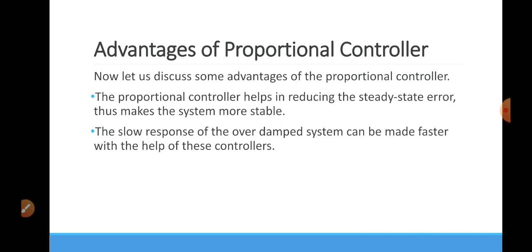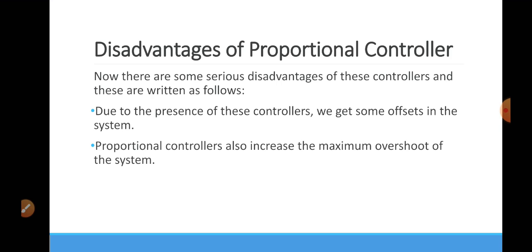Second advantage is the slow response of overdamped system can be made faster with the help of these controllers. If the damped systems are slower, they can be made faster by using this proportional controller. Disadvantages of this proportional controller are, due to the presence of these controllers, we get some offsets in the system. Offsets are nothing but the kind of deviations. We don't get the exact values, so these are the offsets in the system.